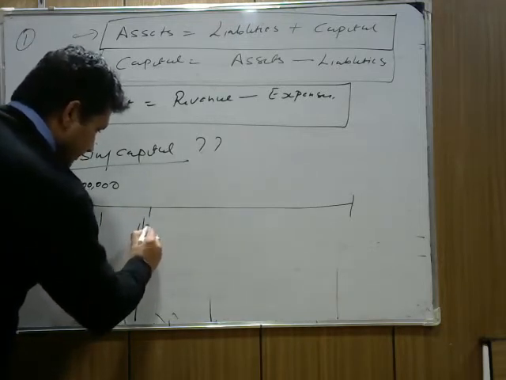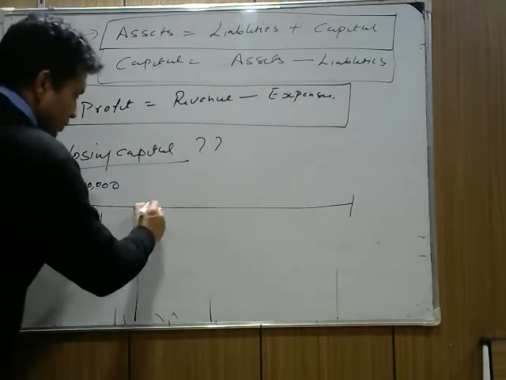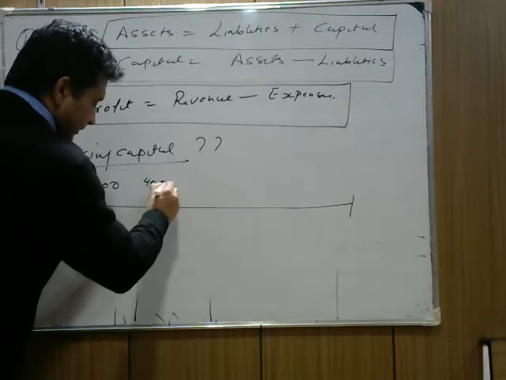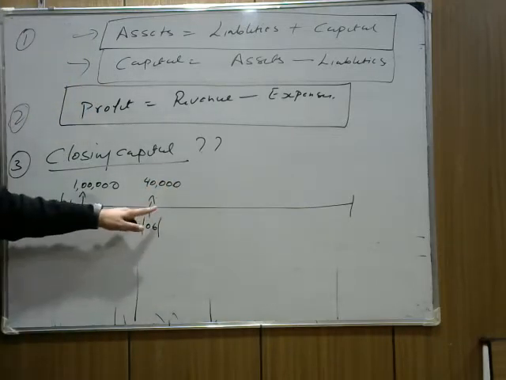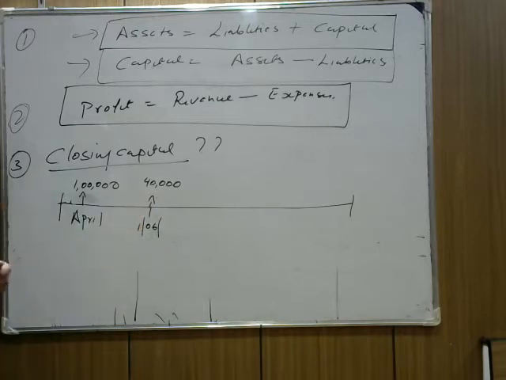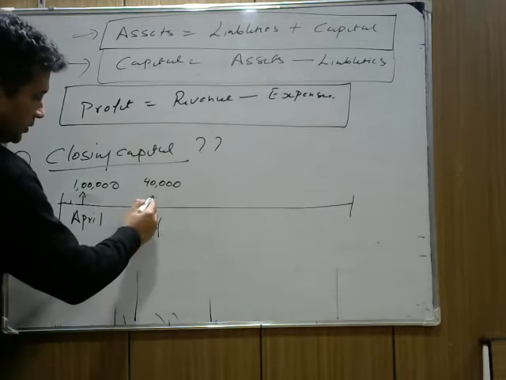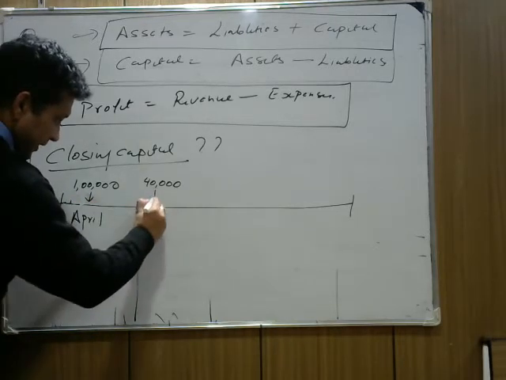Now on 1 June, same year, you introduce 40,000 more capital. आपको लगा कि बिजनेस को और कैपिटल चाहिए, if you see that the requirement of more capital is here, you introduce more capital. You are putting it into the business, so we write it like this.